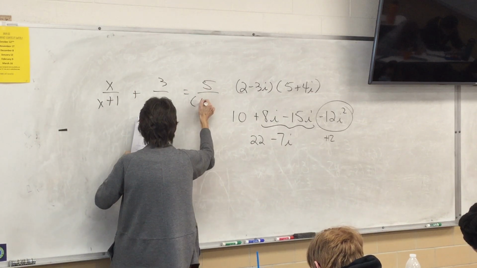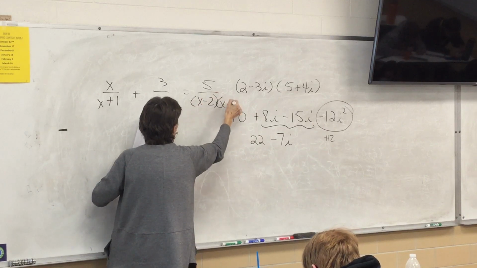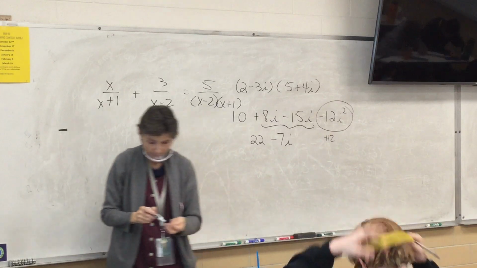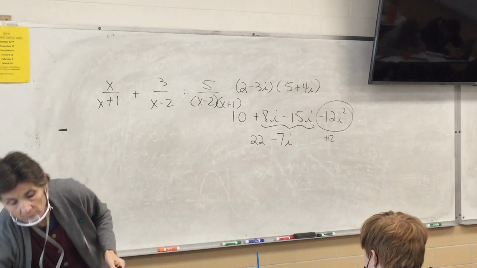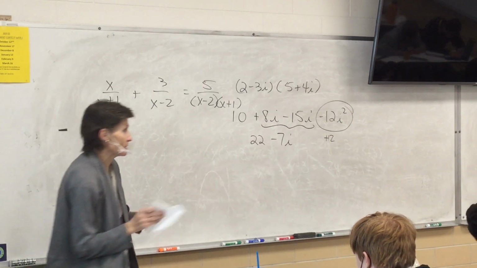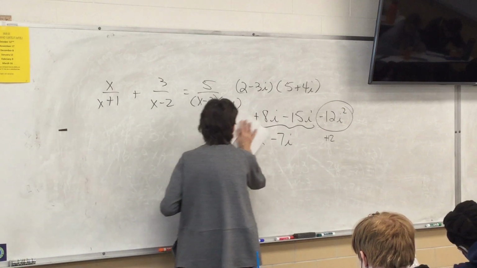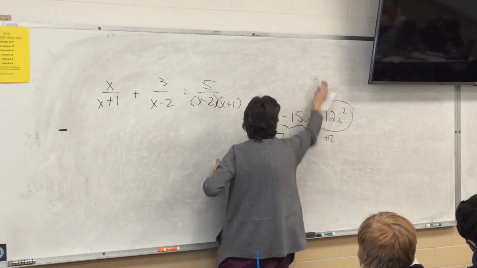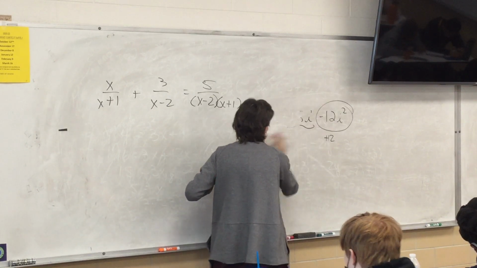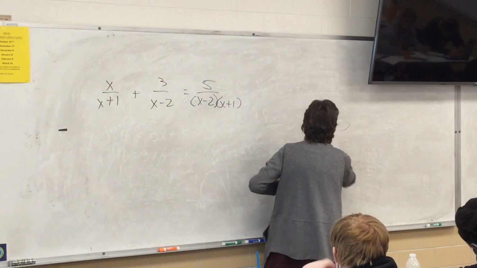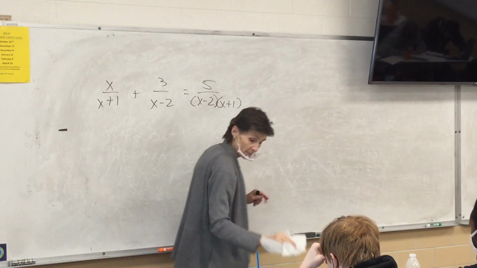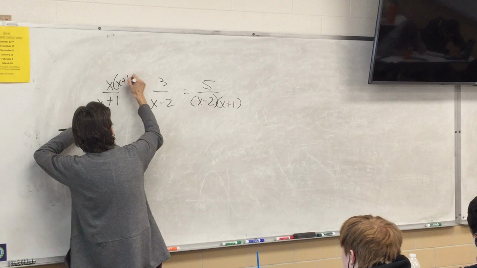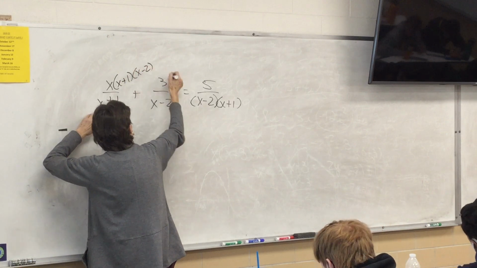I'm going to go ahead and factor the denominator, because I always want to have all my denominators factored. And now I'm going to multiply every term by the common denominator, which is x plus 1, x minus 2.